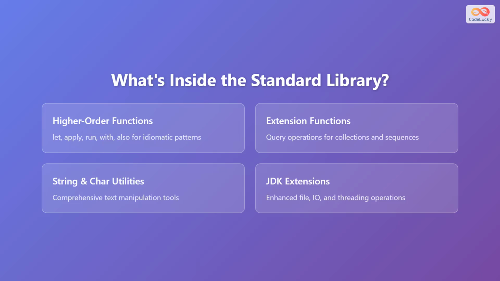Let's explore what the standard library offers. First, we have higher-order functions like let, apply, run, with, and also. These functions help you write clean and idiomatic Kotlin code. Second, there are extension functions that provide powerful query operations for collections and sequences. Third, the library includes comprehensive string and character utilities for all your text manipulation needs. Finally, it provides JDK extensions that enhance file operations, input-output handling, and threading capabilities, making Java interoperability seamless and efficient.